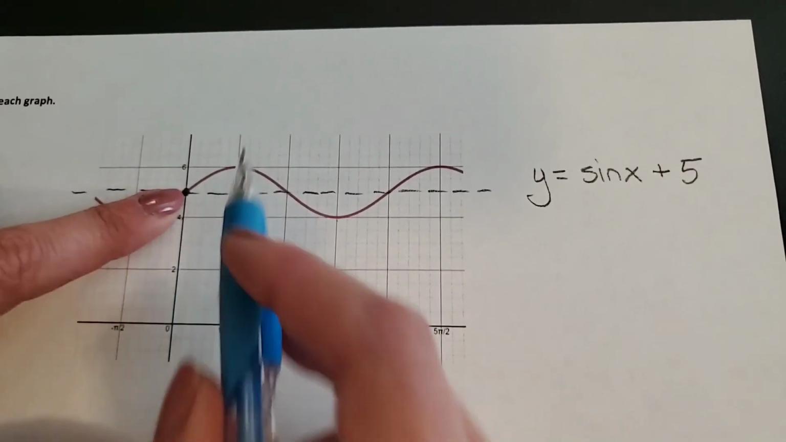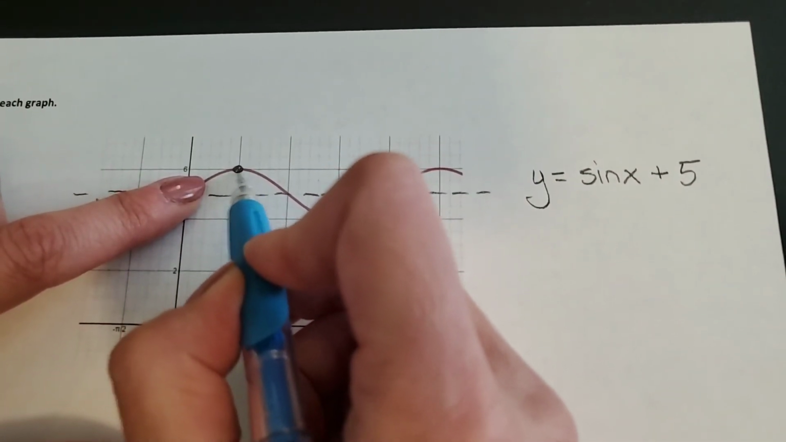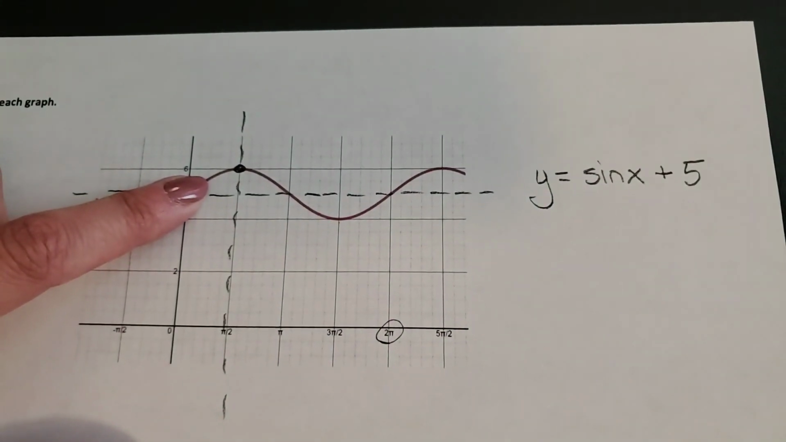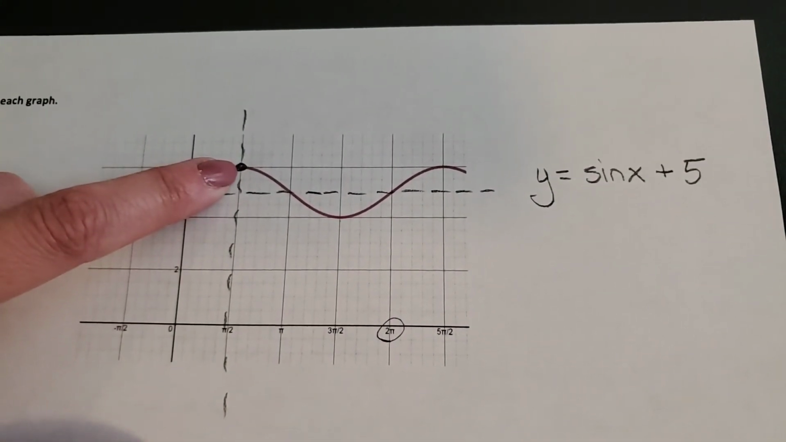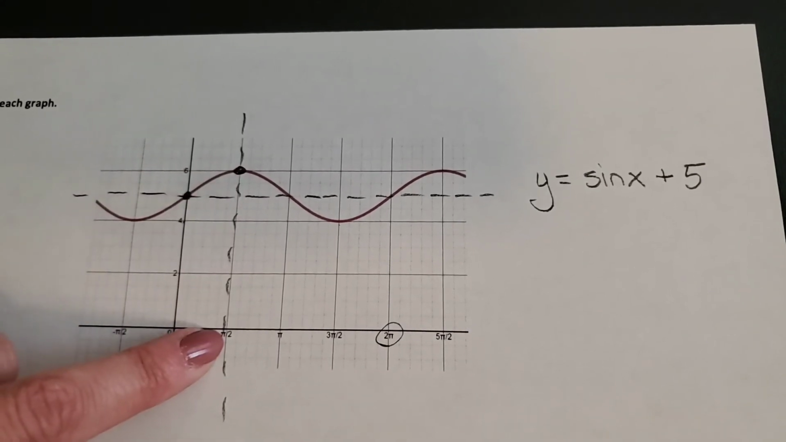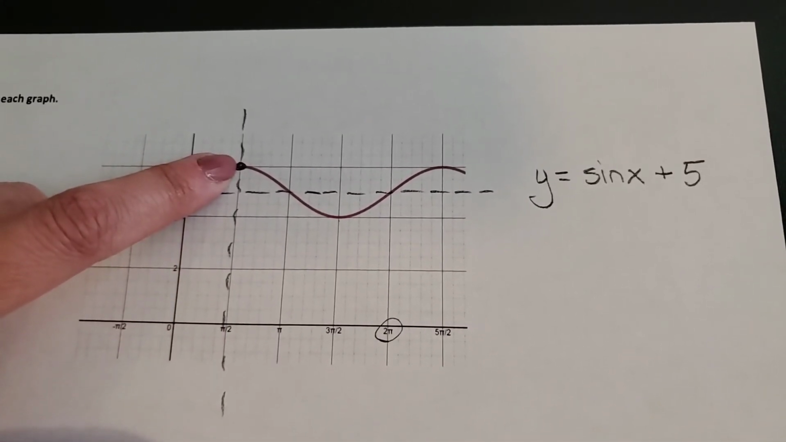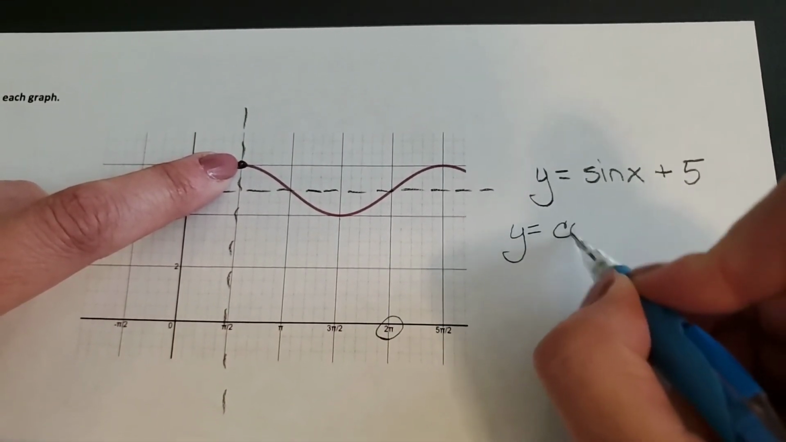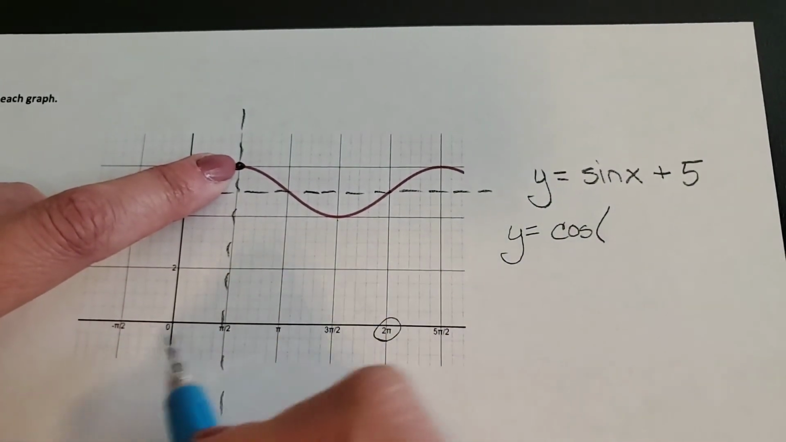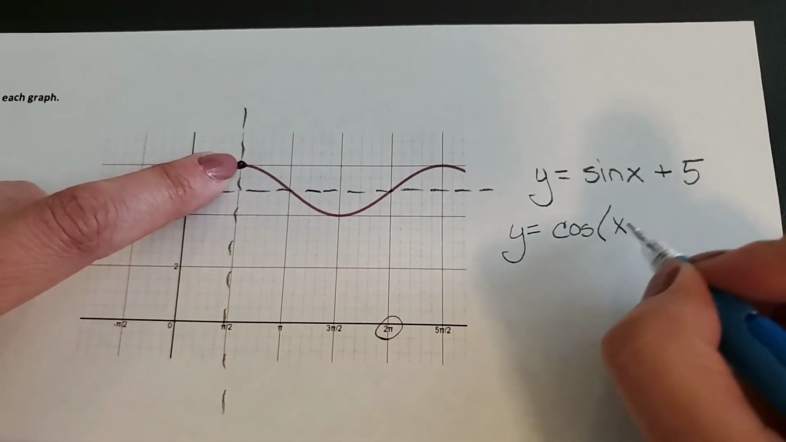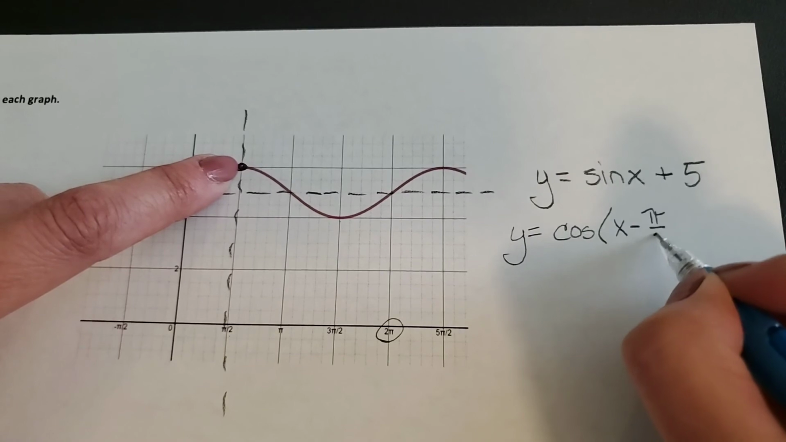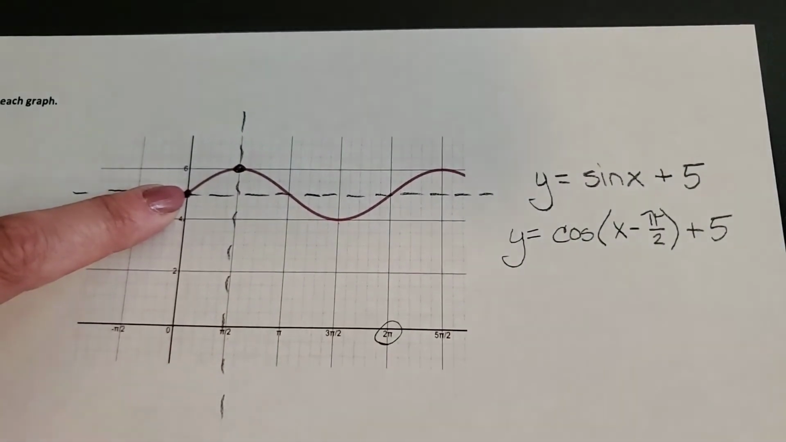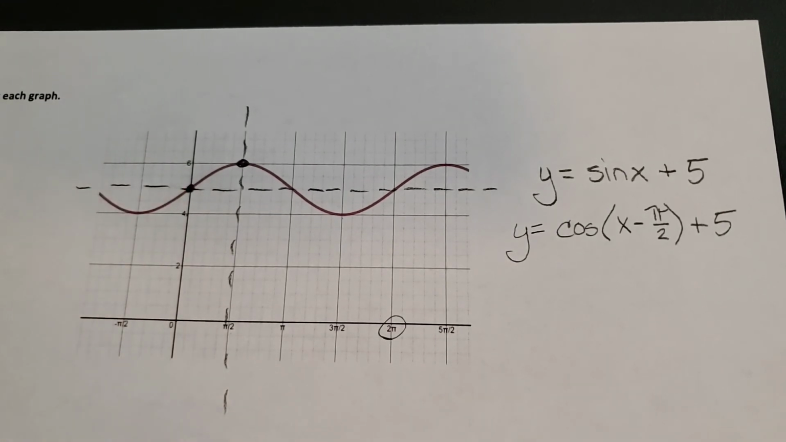I could have also thought of it right here. What if I think of a shift to the right pi over 2? Then I'm beginning at a maximum. Well, that's the cosine curve. So I could think of the cosine curve shifted to the right pi over 2. That'd be x minus pi over 2. But it is also still shifted up 5. That would be another equation.